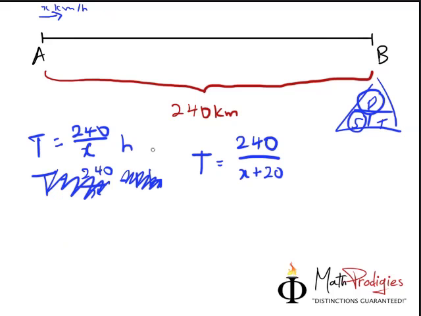So what do you know? T1 and T2, what's the difference? 1 hour. Which one is longer? The first one is longer. Therefore, let's form an equation. 240 over x minus 240 over x plus 20 is going to give you 1. And from there, it's very simple already.